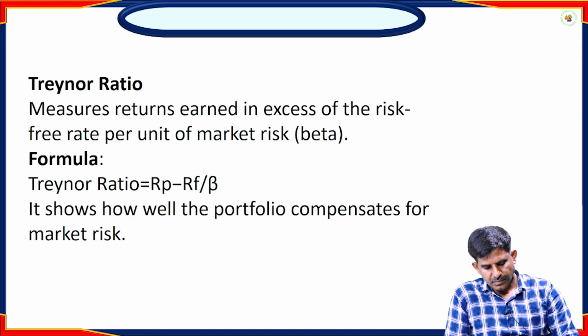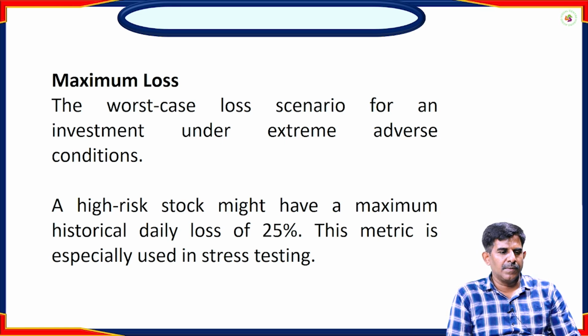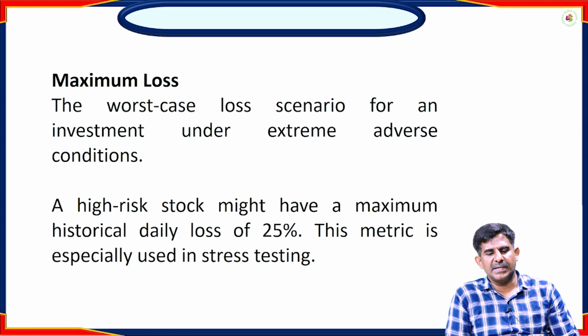Okay. So the other metric is the maximum loss. This is another metric usually used by corporates or investment managers to calculate the risk. It is the worst case loss scenario for an investment under extreme adverse conditions. A high risk stock might have a maximum historical daily loss of 25%. This metric is especially used in stress testing.